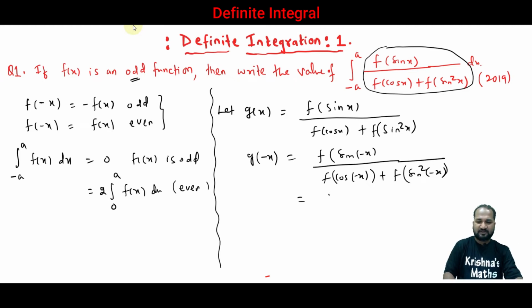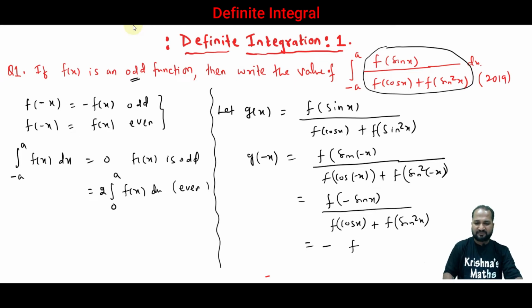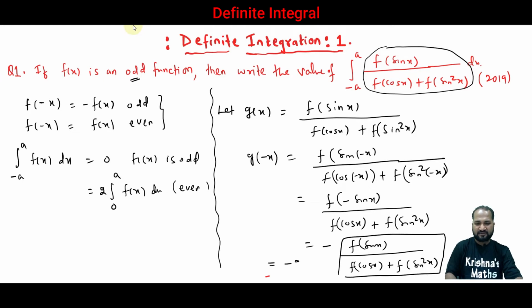Sin of minus x is minus sin x, cos of minus x is cos x, and sin square of minus x is sin square x. Since f of x is odd, f of minus sin x will be minus of f of sin x, divided by f of cos x plus f of sin square of x. Now this is your g of x, so this is equal to minus of g of x.